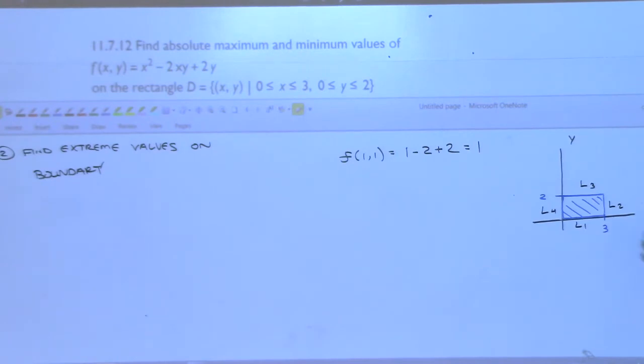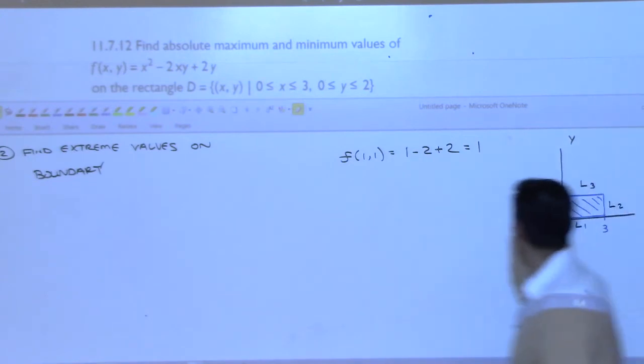Now, this will take us a little while to do, right? So do you all want me to work through the whole thing or just a couple of the boundaries? It's kind of up to you. Whole thing? Okay, all right, so L1. I'll move a little faster, though.